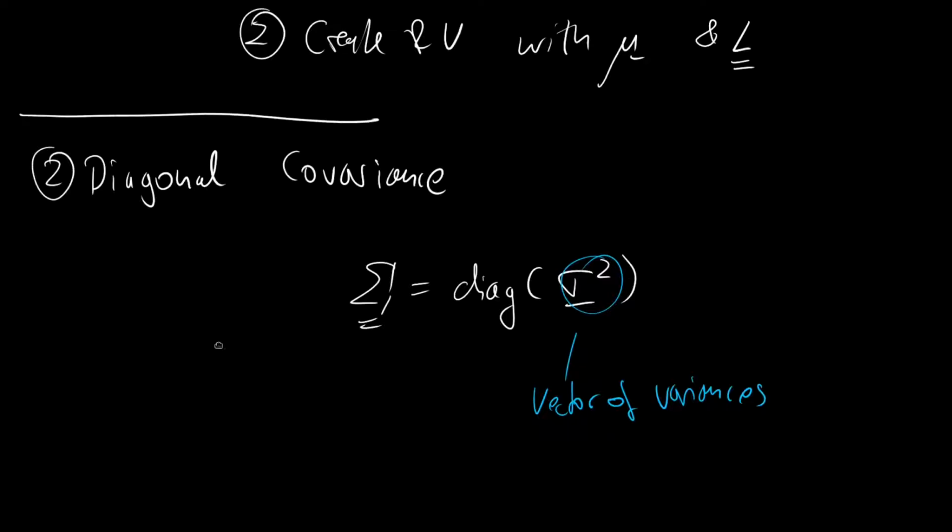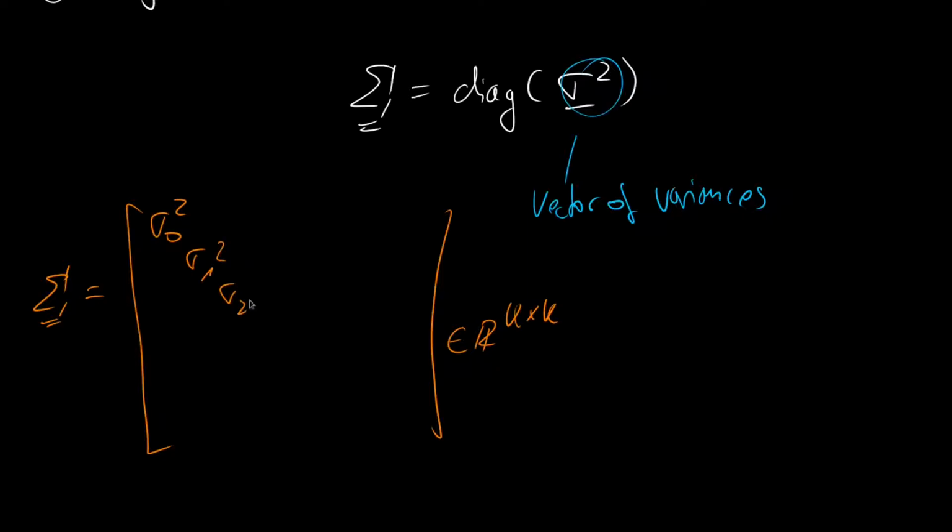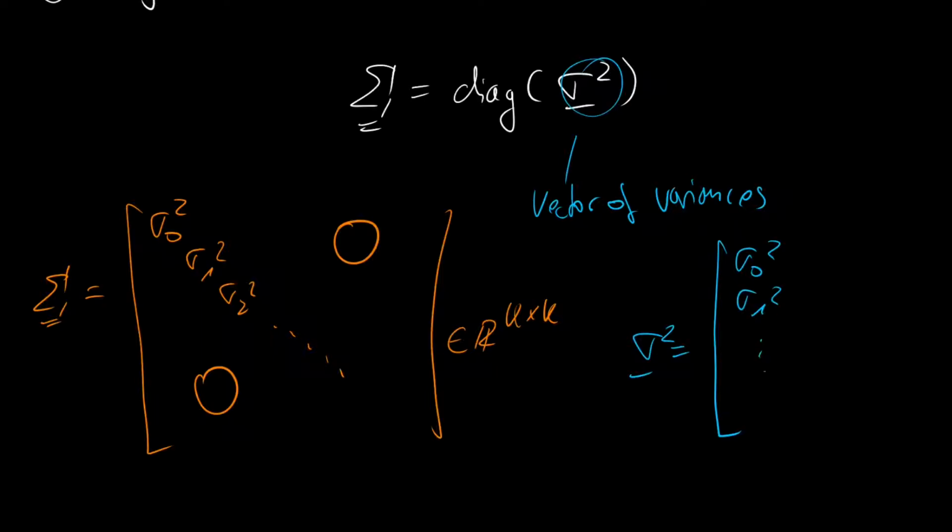And just to give you some perspective here, if we have the covariance matrix, then recall it was a k by k dimensional matrix. And on the diagonal elements, we now have a sigma 0 squared, a sigma 1 squared, a sigma 2 squared, and so on and so forth. And we have zeros on the off-diagonal elements, so no covariances. And then obviously our vector of variances will be the vector given as sigma 0 squared, sigma 1 squared, all the way to sigma k minus 1 squared. And it is a k-dimensional vector.